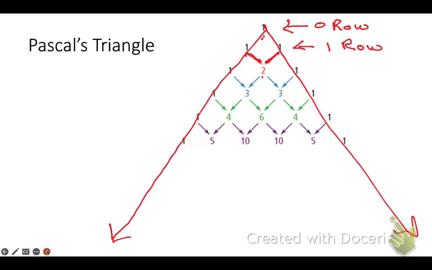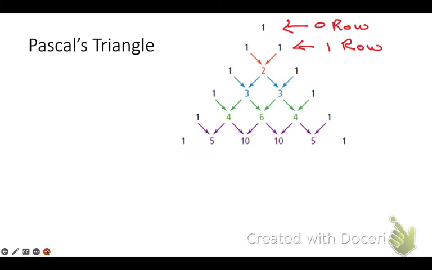So the next row, you take 1 plus 2, which is 3. And 1 plus 2 is 3. So that next row is 1, 3, 3, 1. Why are you guys not writing? So you have 1 plus 2 is 3, 2 plus 1 is 3. So that row is 1, 3, 3, 1. This is the third row.